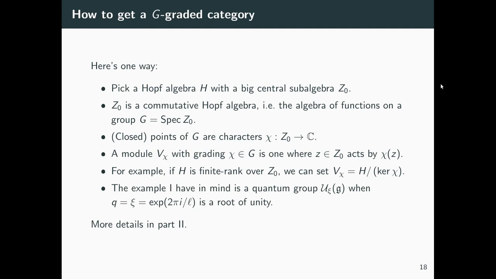One way to get such a thing is if you have a quantum group. You might know that if you have a quantum group at a root of unity, you get this big central subalgebra, and that's how we're going to get these G-graded categories we want. Again, if you want more details, you should watch part 2 of this talk.